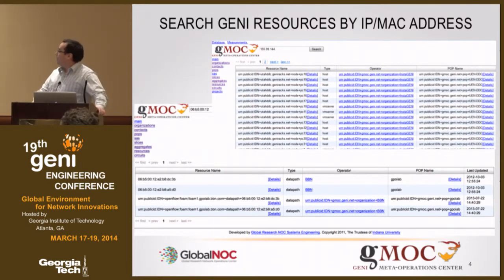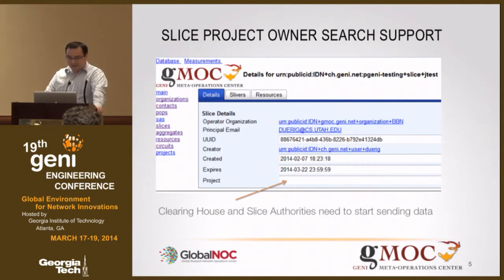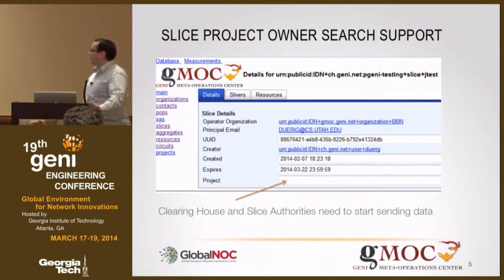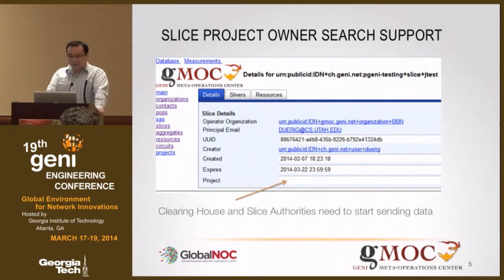We can search by IP address or by MAC address and find resources that may be affected, or that we're specifically looking for, whether it be an emergency stop or a potential LLR request. The project owner search support is in the GMOC DB now. Of course, you can see it's empty, so we need the clearinghouse and the slice authorities to begin sending us data. I'm sure this will also be tied in with operational monitoring as that gets ramped up.